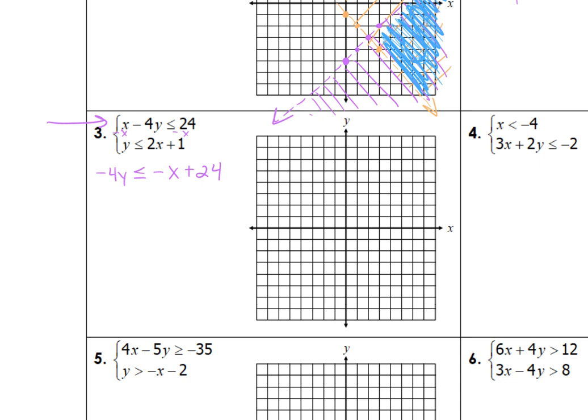People do this wrong all the time. Do you know what happens if you don't flip it? You shade on the wrong side. Right? Flip it over. So divide by -4, divide by -4, divide by -4. So you get y is greater than or equal to, what is this? Negative x over -4. What's a negative over a negative? A positive. What number is behind that top negative right now? A 1. So this is 1/4 x minus 6.